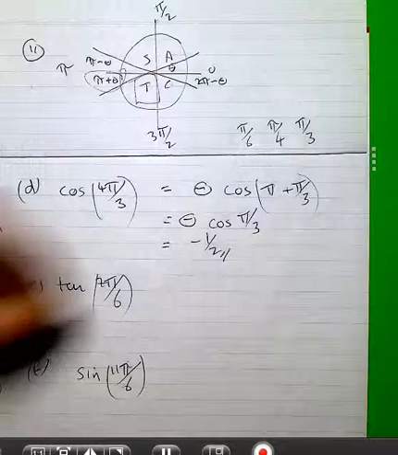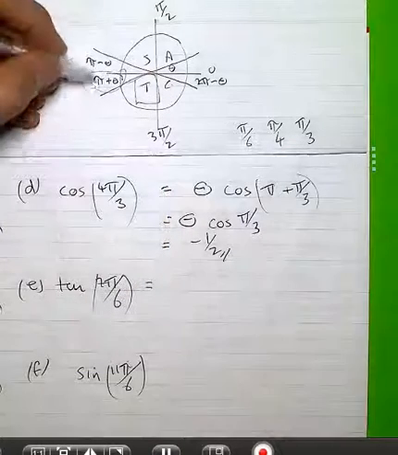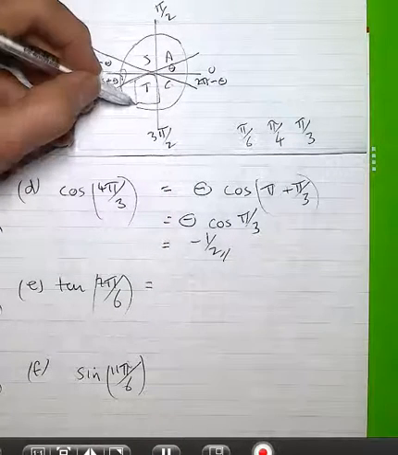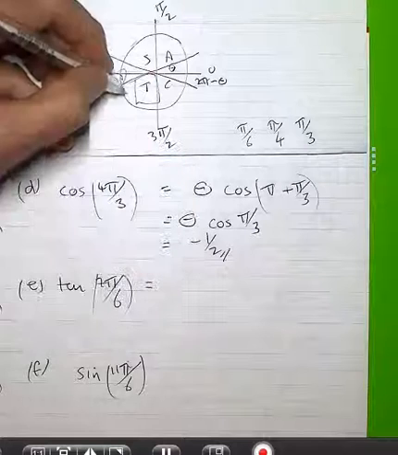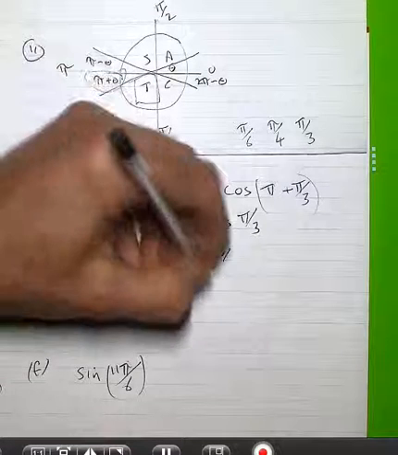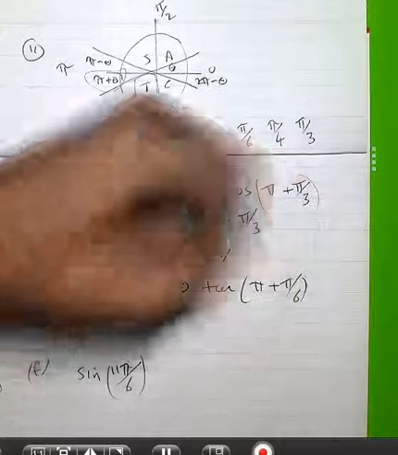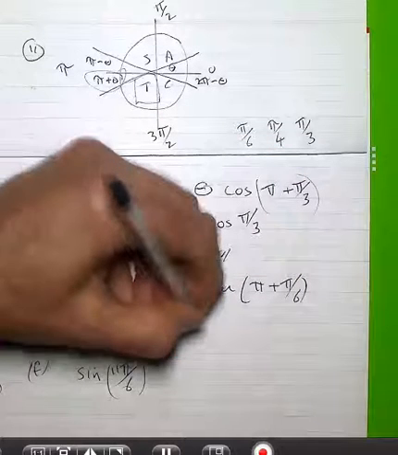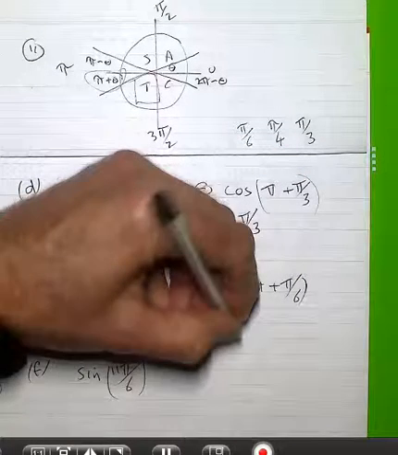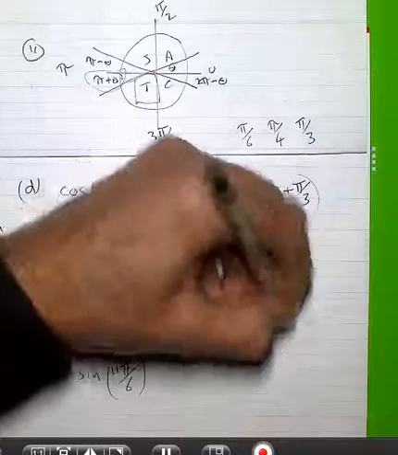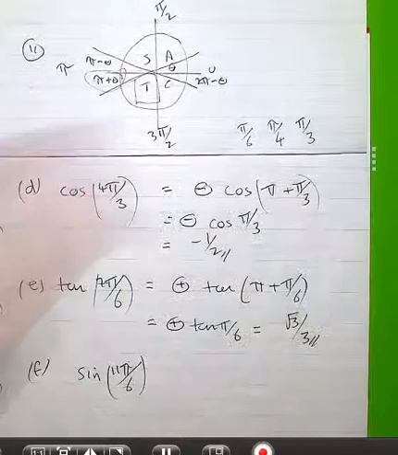With tan pi on 6, same quadrant, we're fitting into the third quadrant, but in this instance, tan is positive, so positive tan of pi plus pi on 6, positive tan pi on 6, and that's equal to root 3 over 3.